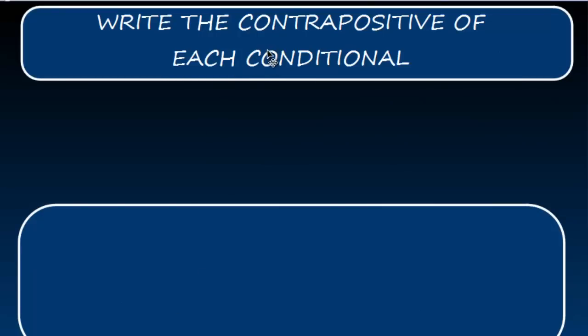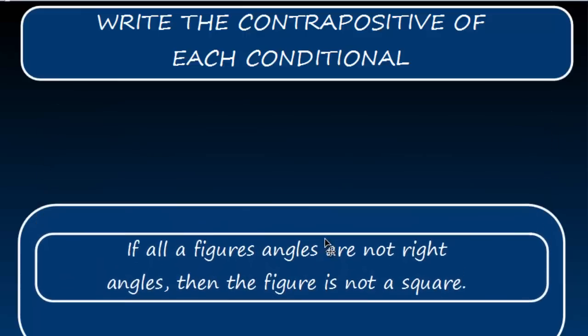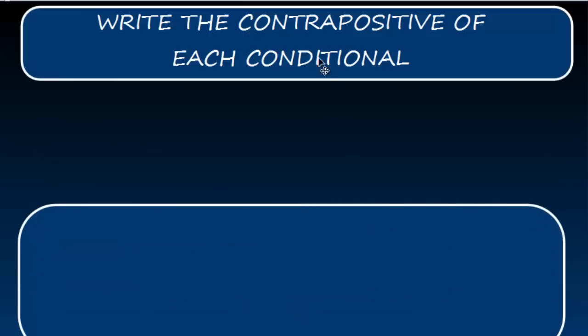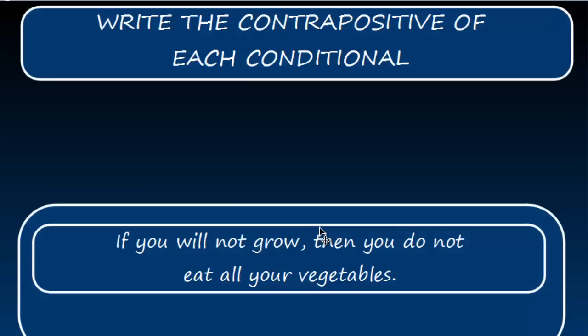The contrapositive, now we negate and switch. So if the figure is a square, then all its angles are right angles. We negate and we switch. So this conclusion, the negation of it: if all the angles are not right angles, then the figure is not a square. That would be the contrapositive. We negated both and we switched both. If you eat all your vegetables, then you will grow. If you will not grow, then you will not eat all your vegetables.